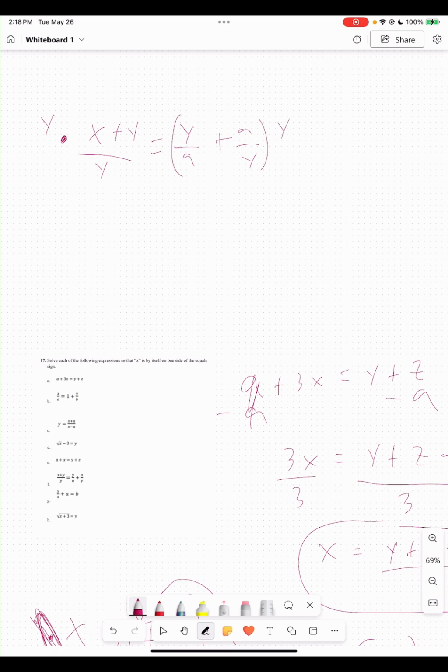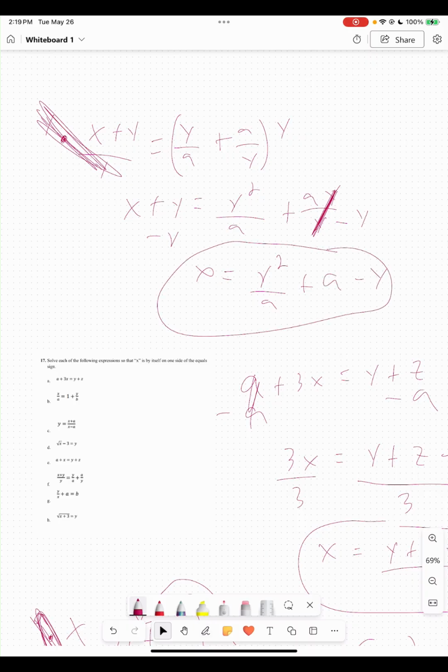So I'm going to multiply this whole expression by y here. That cancels here. x plus y equals, y times y is y squared over a. a times y is ay, divided by y is actually just a. And then, if I want this x by itself, subtract y from both sides, I get x equals y squared over a plus a minus y. There we go.